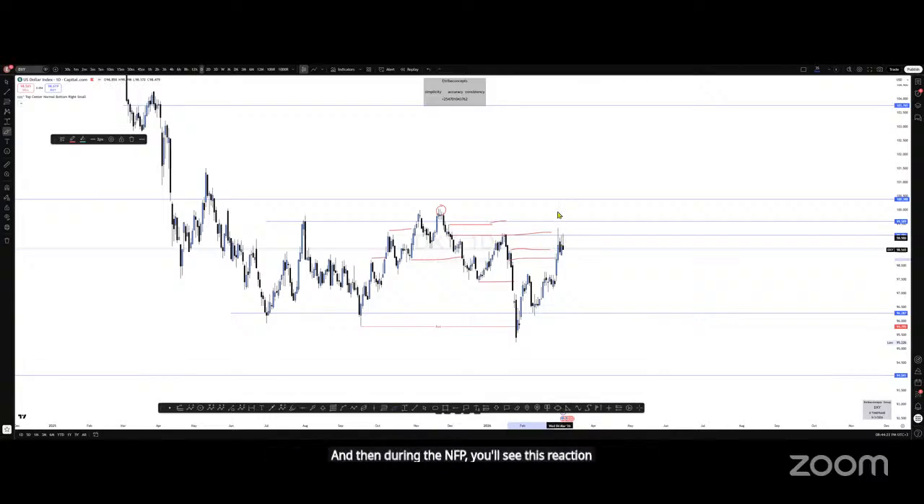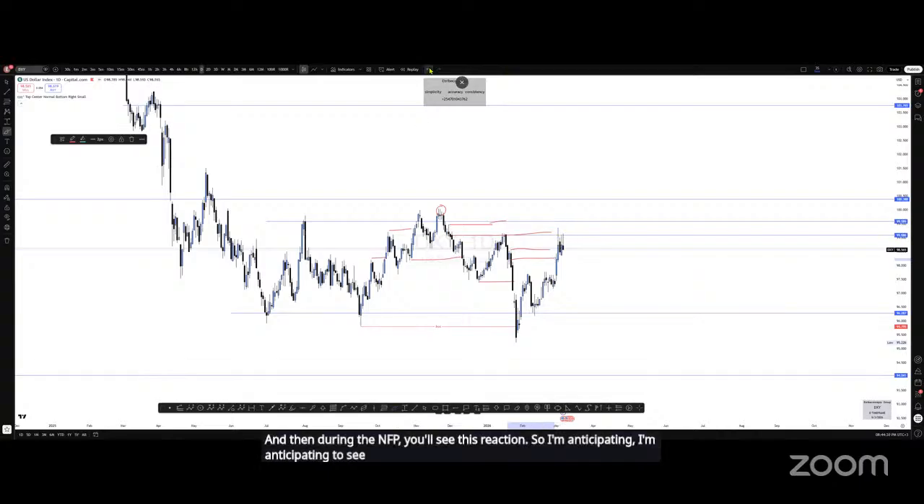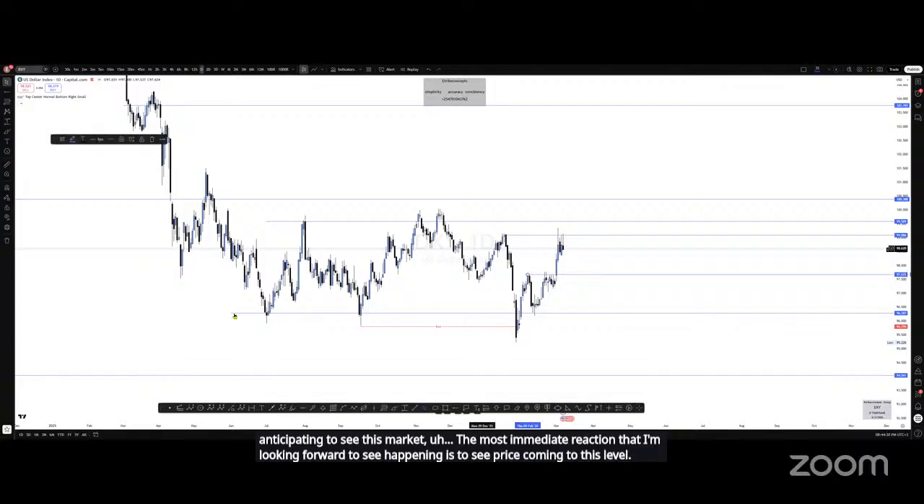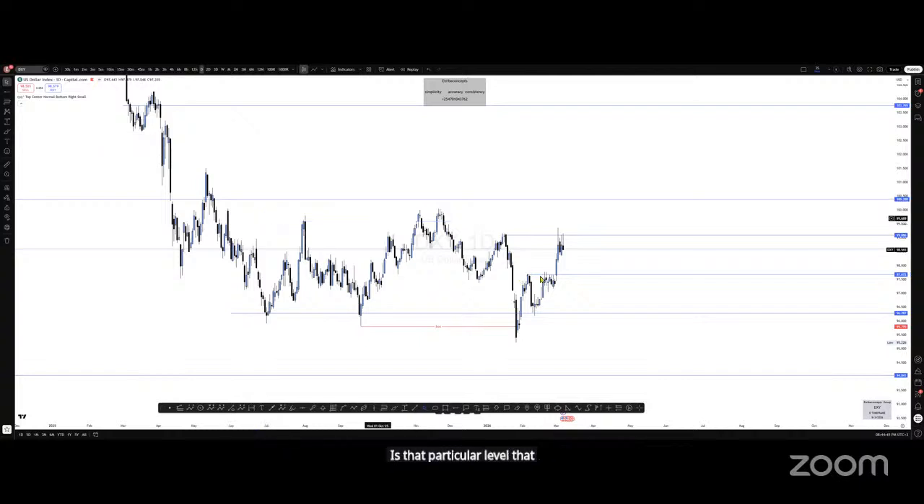So I'm anticipating to see this market, the most immediate reaction that I'm looking forward to see happening is to see price coming to this level. The most immediate zone that I want to see price coming to is that particular level that I've marked. Why? Here, when this market has been buying, first of all, at this area, we have impure liquidity.